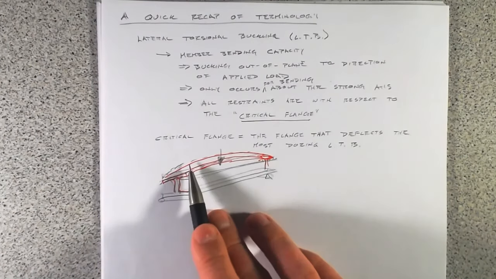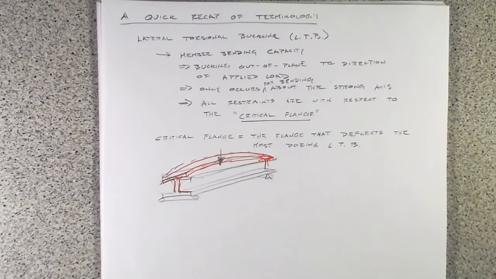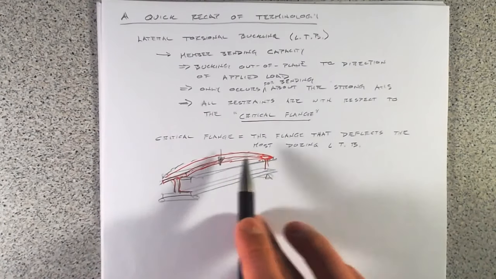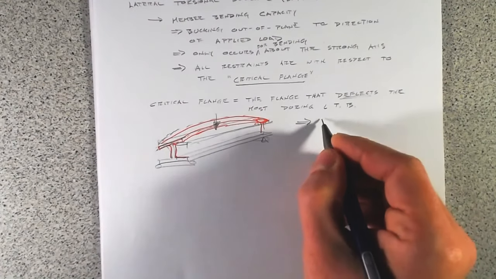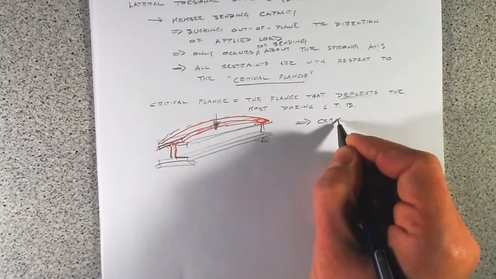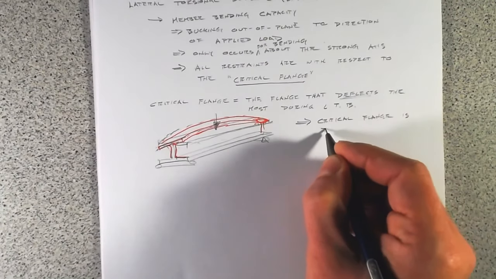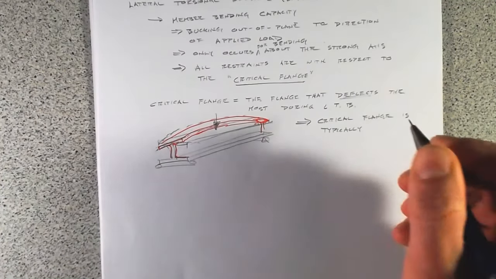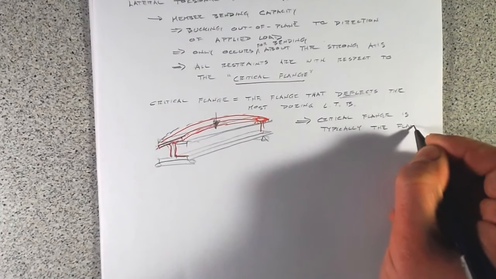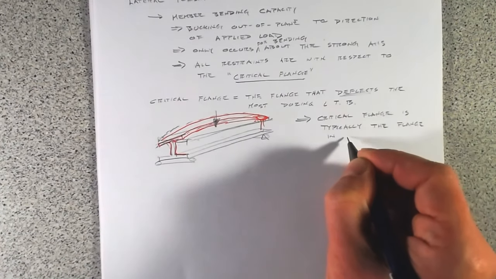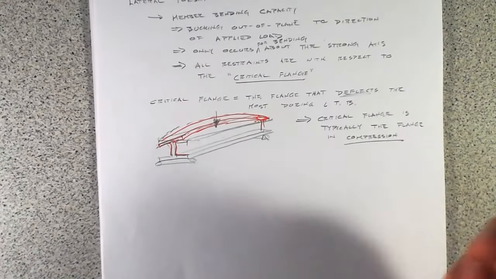But you get the point: if this is undergoing lateral torsional buckling, the bottom flange isn't moving because the bottom flange is in tension. It's stable. But the top flange is the one that's going to deflect the most during lateral torsional buckling. So the critical flange is typically the flange in compression. All right, that makes sense.